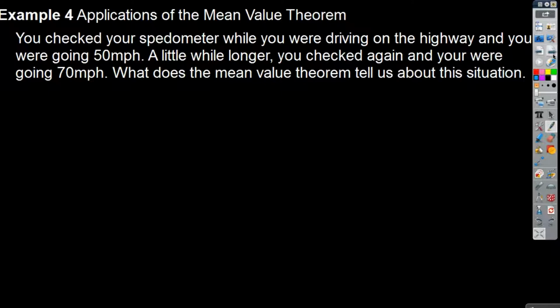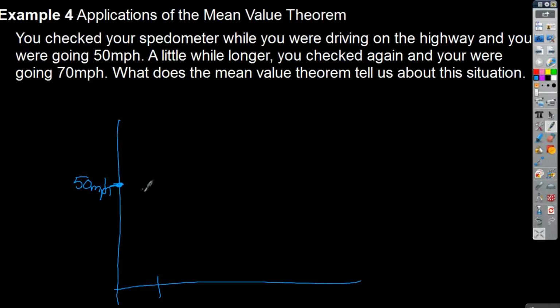Well, I don't know what my average speed was. I don't know if I was going 50 miles for most of the trip and then just stepped on it at the end to go 70, or maybe you were going 70 miles most of the time and you actually slowed down for a little bit because there was a cop or something like that, but you like to go 70 miles an hour. All I know is that at one point I checked my speedometer and I was going 50 miles per hour. Okay, at some point I was going 50 miles per hour.